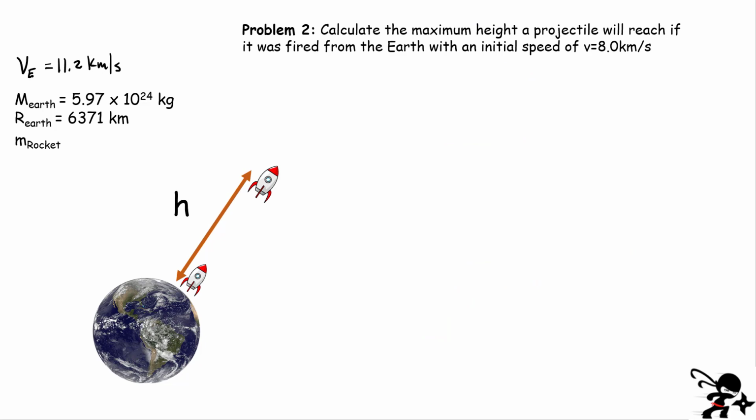Here's problem 2. Calculate the maximum height a projectile will reach if it's fired from the surface of the Earth with an initial speed of 8 kilometers per second. Now we notice that this value is less than my escape velocity, which was 11.2 kilometers per second. So what does that mean? That means I'm not going to make it all the way to infinite distance. I'm going to only reach a certain height before I fall back down to the ground.